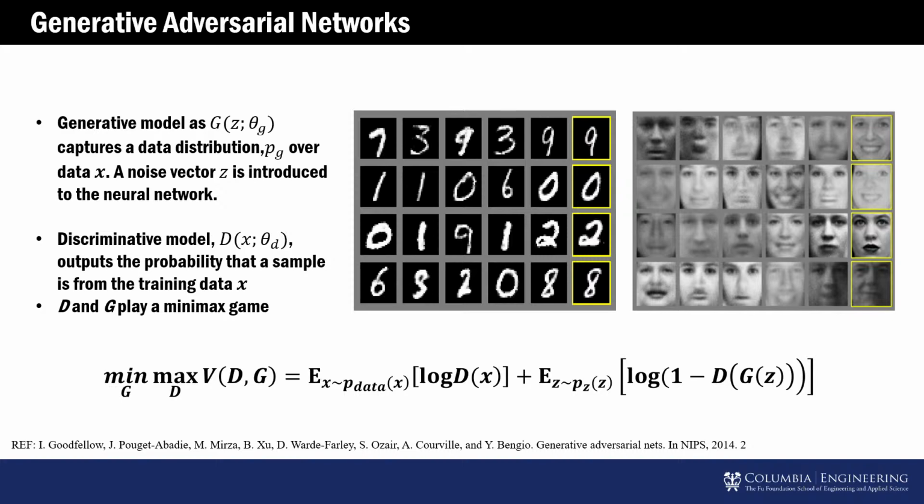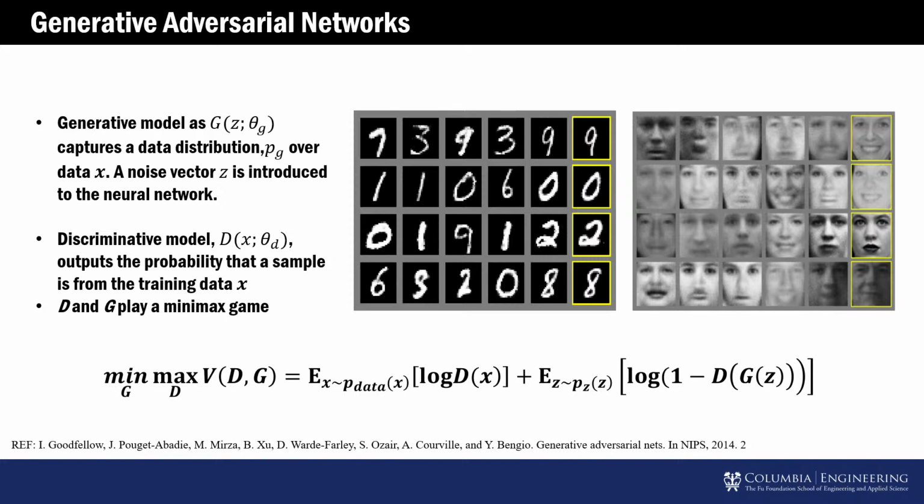These models are represented as neural networks and are trained via backpropagation. The generative model G captures a data distribution, p_G, over data x. A noise vector z is introduced to the neural network and is mapped to a data space, parameterized by theta_G, as G(z; theta_G). The discriminative model, which also is a neural network, is defined as D(x; theta_D). And the discriminative model outputs the probability that a sample is from the training data x rather than from p_G.